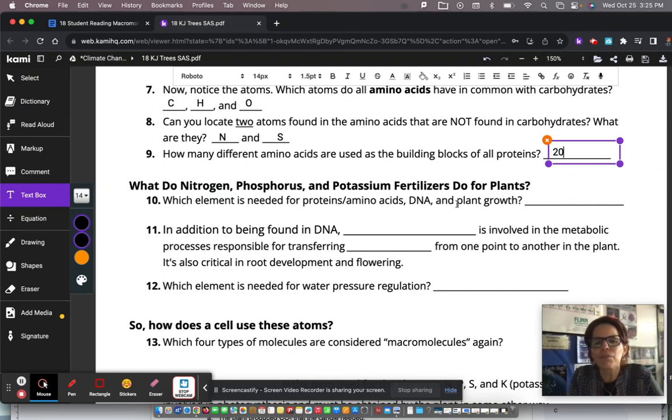Which element is needed for proteins and amino acids, DNA, and plant growth? Well, that would be nitrogen. That's the one they all have in common.